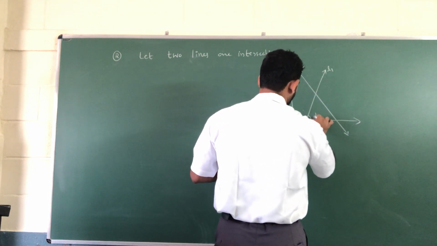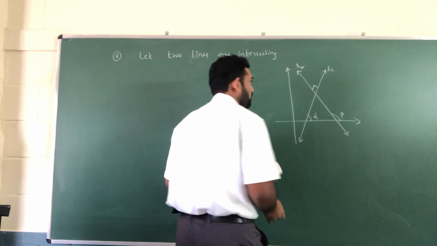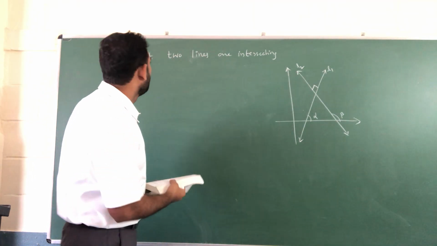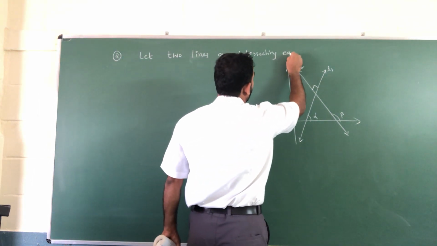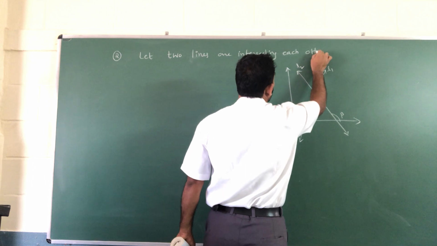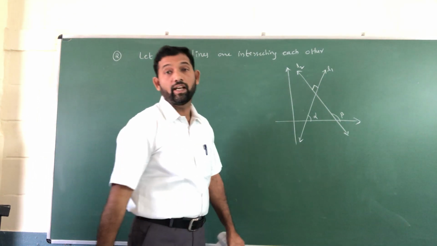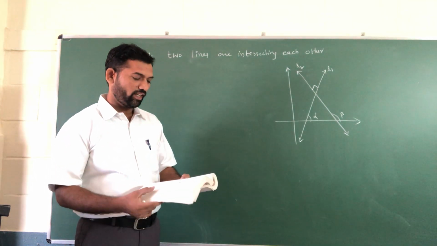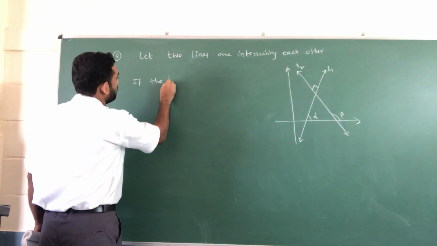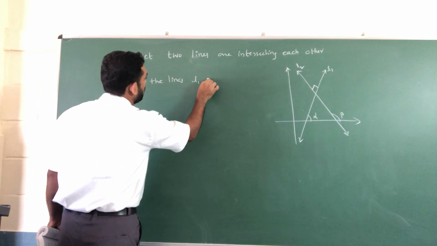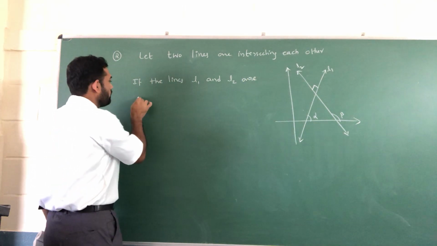Here the angle made is alpha, here the angle made is beta. These two lines are perpendicular to each other. Let two lines be intersecting each other, and in between the angle is 90 degrees. If the lines L1 and L2 are perpendicular to each other, then what?